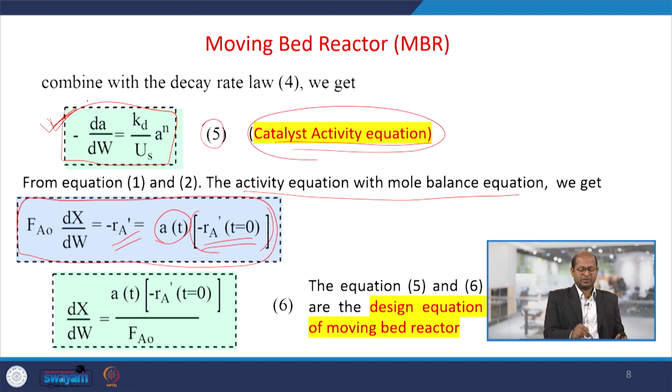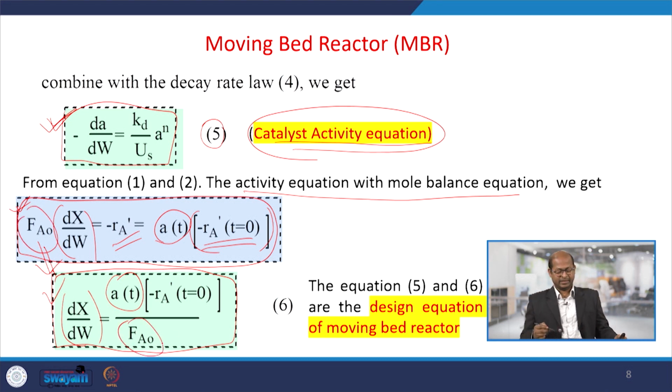So, this equation is coming from the catalyst deactivation, and this equation from the design equation for this particular reactor, the mole balance equations or design equations. Here this is the activity and this is the rate. So, these equations we can simplify and write this way. Okay. So, dx by dW we keep on the left hand side, and F A naught we put on the right hand side. So, this is basically the design equation for the moving bed reactor.